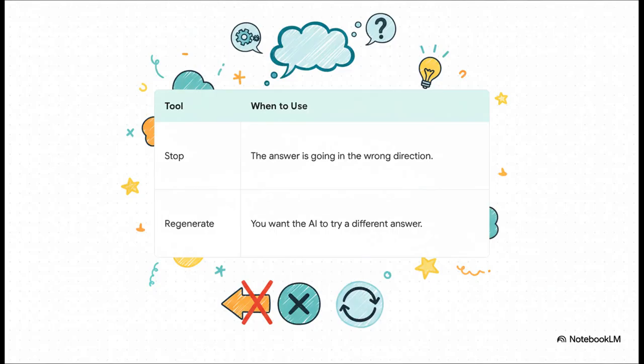And listen, you've got a couple of really handy tools right at your fingertips. If you see it start to write something and it's just completely going in the wrong direction, just hit the stop button. No harm, no foul. But if your question was solid and you just want to see a different version of the answer, hit regenerate. It's basically like saying, okay, that's one idea, what else you got?